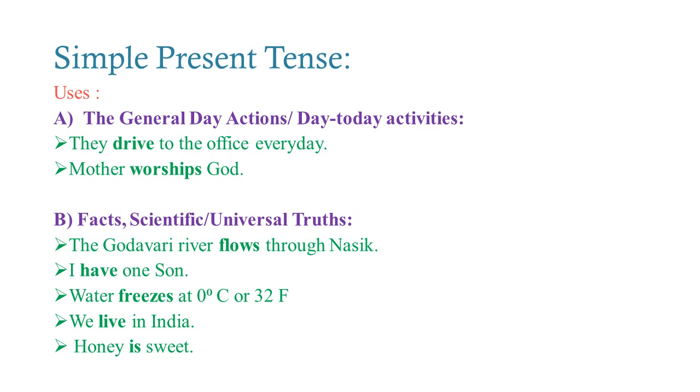Facts and scientific universal truths are always in simple present tense. For example, the Godavari river flows through Nashik. This is a fact. So, we have used simple present tense. I have one son. It is also a fact. Water freezes at 0 degrees Celsius. That is a scientific truth. We live in India. It's a truth. Honey is sweet. It's a universal truth. So, we use simple present tense.